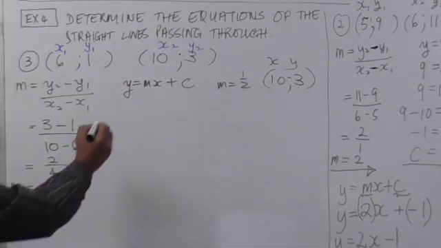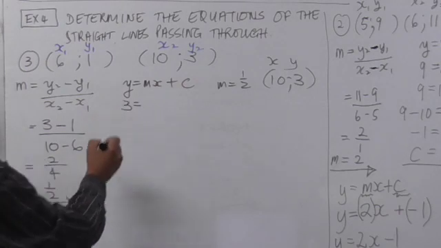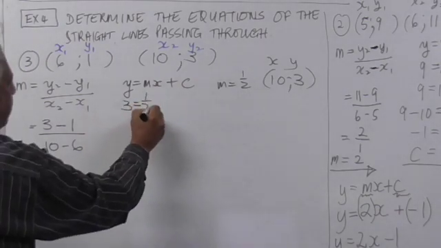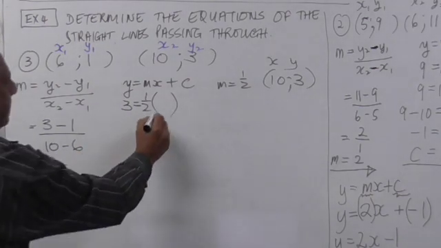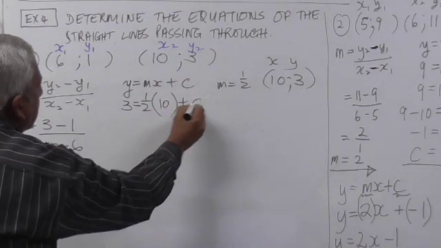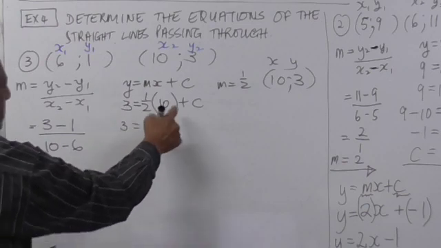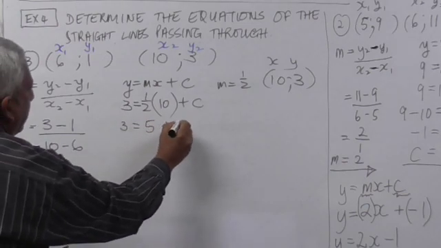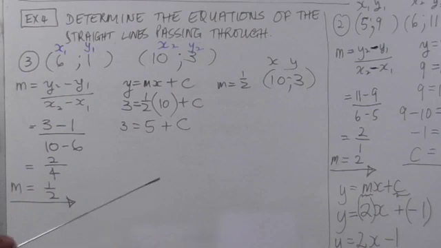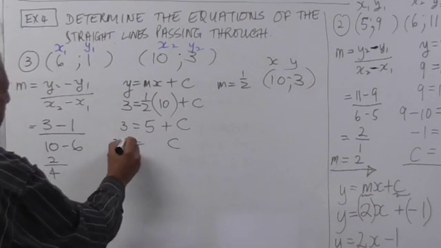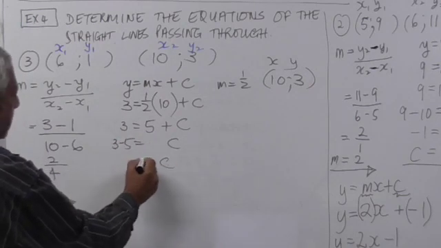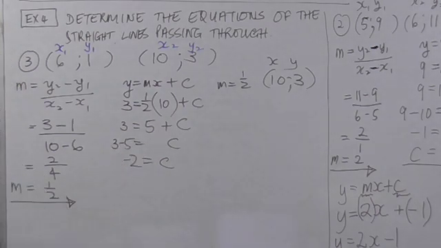Substitute. Y is 3, M is half, x is 10 plus C. Use your calculator, you'll get 5 plus C. Then C is equal to 3 minus 5. C is equal to -2.